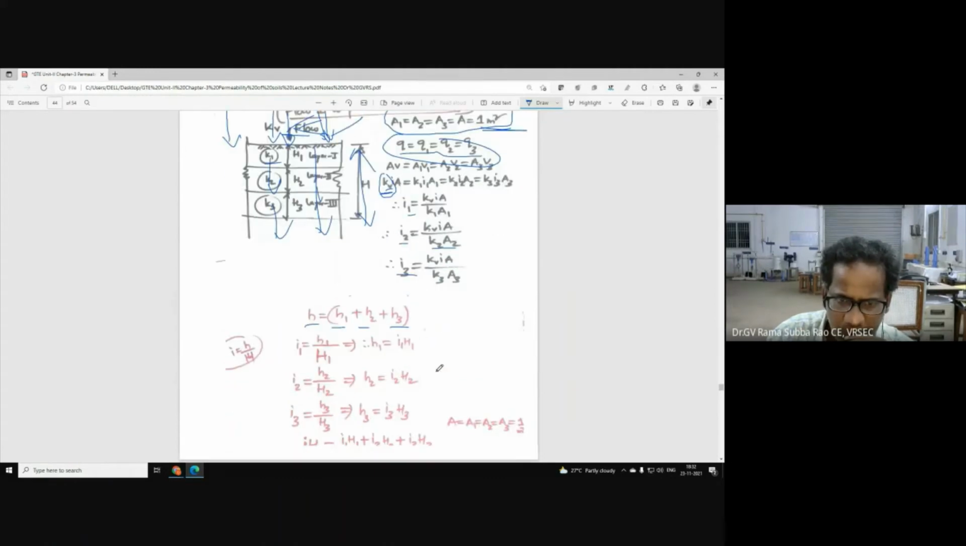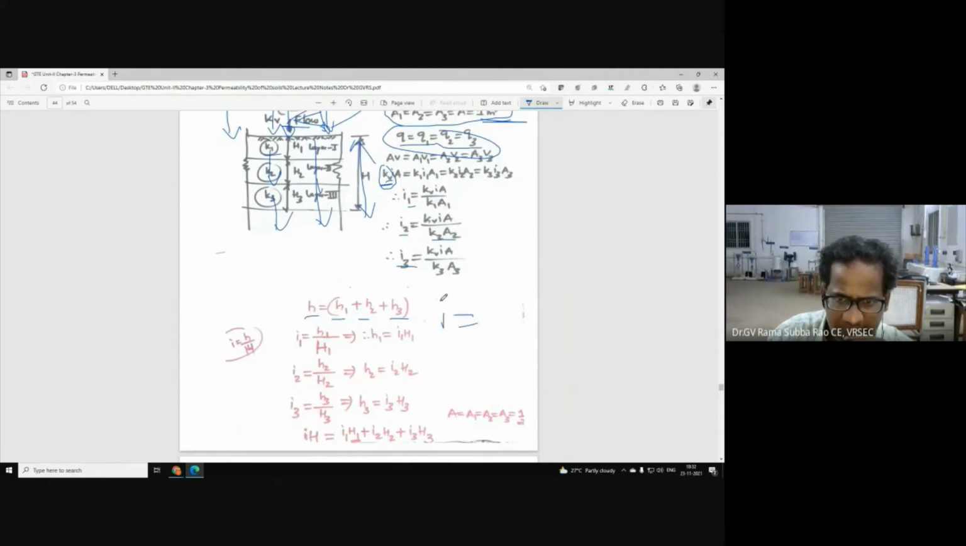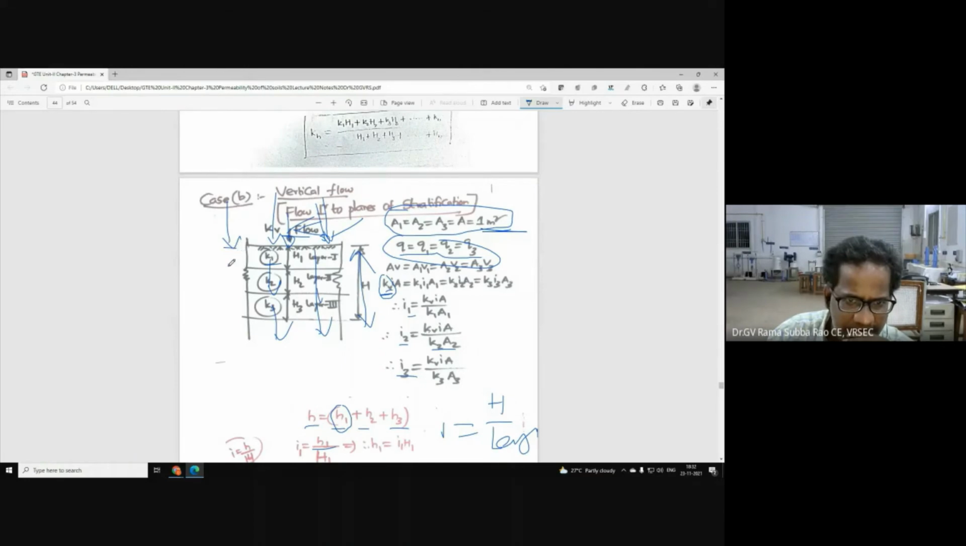Now somebody knows what is hydraulic gradient. Hydraulic gradient is equal to head by length. Here you see we have head. For the first layer it is small h1 by length. Here the flow is happening in vertical direction, so the length is capital H1. Thickness became length here. I will repeat once again. Thickness of the layer is the length of the flow. Length of the flow becomes thickness of the layer.